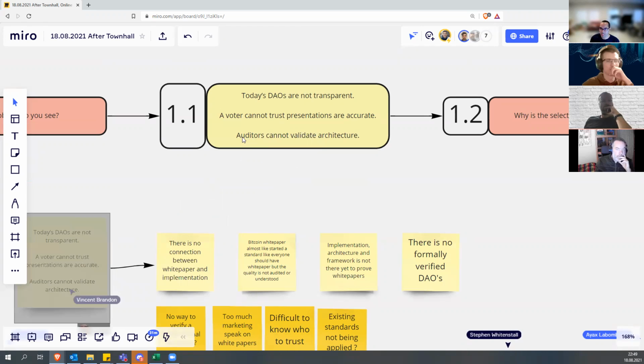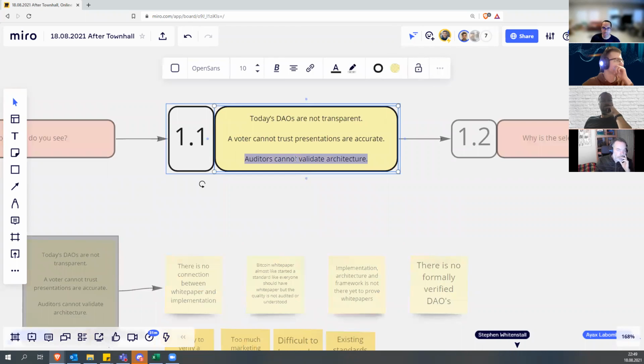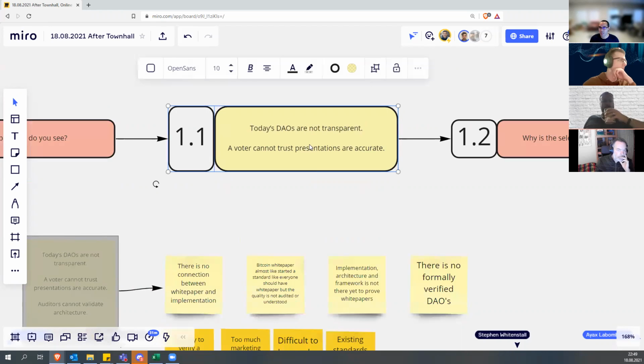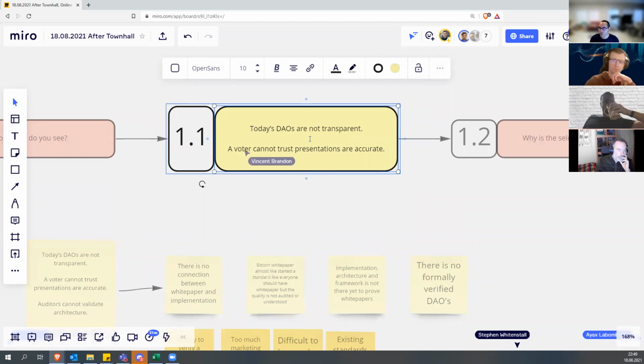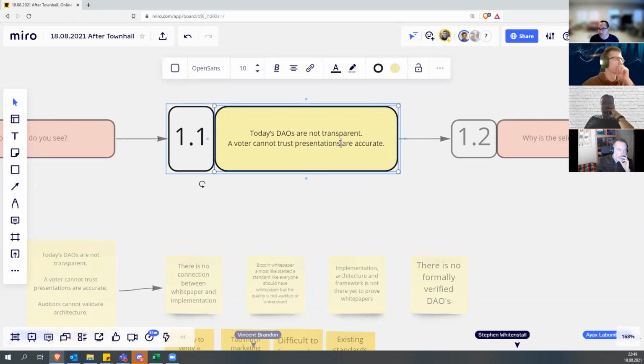I think we can probably delete the third one. Auditors can't validate structure, because really anybody can't validate the DAO. Okay, I'll leave it. But the voter cannot trust presentations are accurate is, I think, too much marketing speak on white papers is a good way to put it.